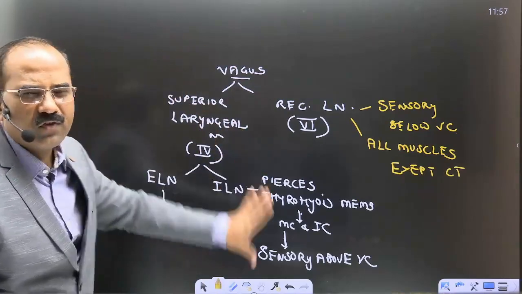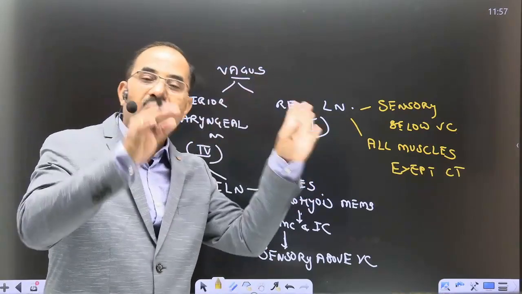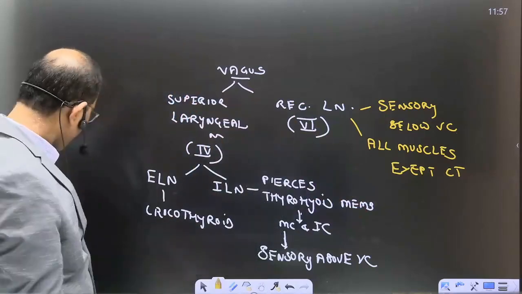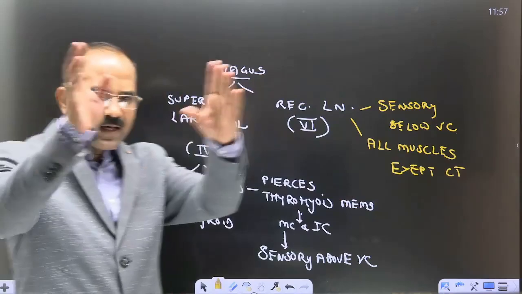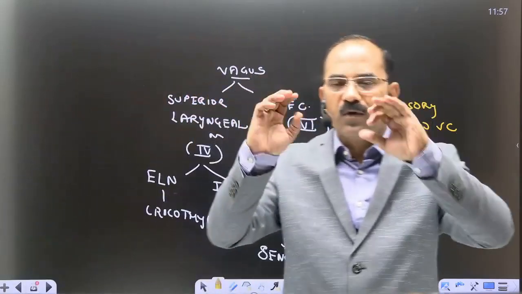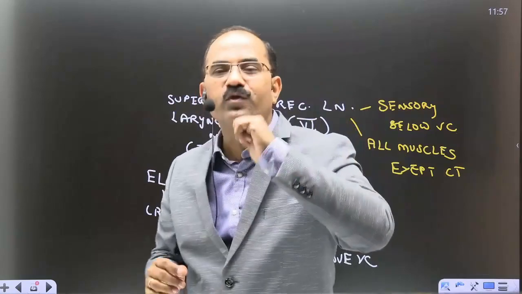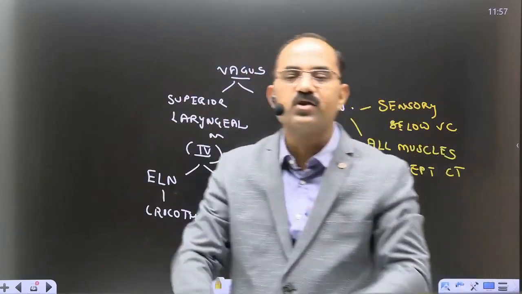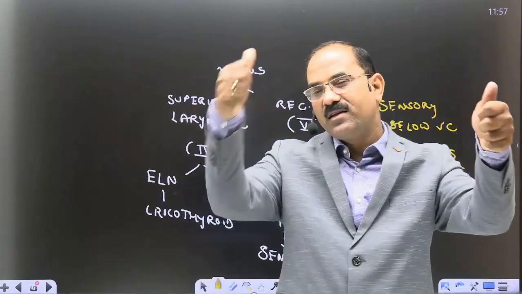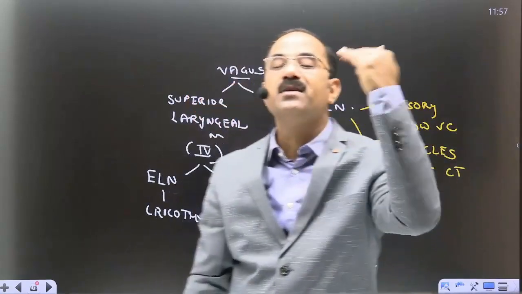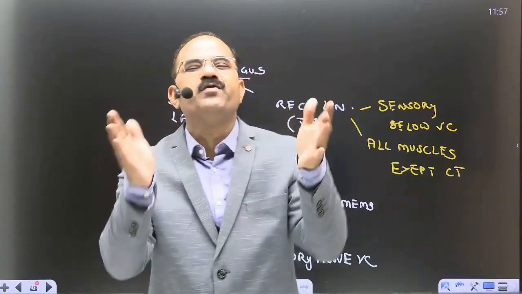Just remember this flowchart. Plenty of MCQs will be answered with this flowchart. Okay, once again, I'll just repeat this. So vagus gives two main branches. One is the superior laryngeal, which is a nerve of the fourth arch. Recurrent, which is a nerve of the sixth arch. Superior further divides into an external, internal. External laryngeal nerve supplies the cricothyroid muscle, a tensor of the vocal cords.